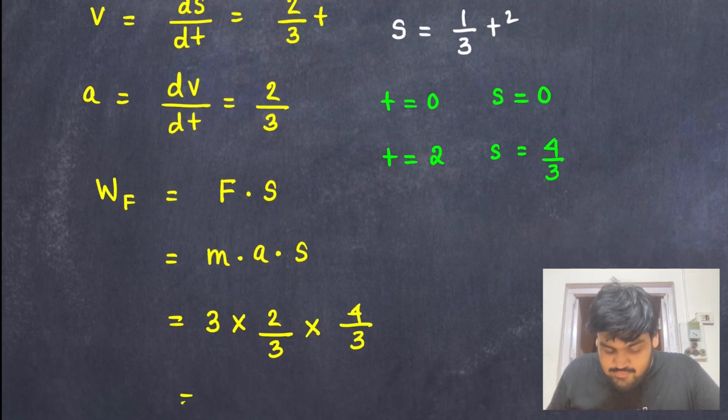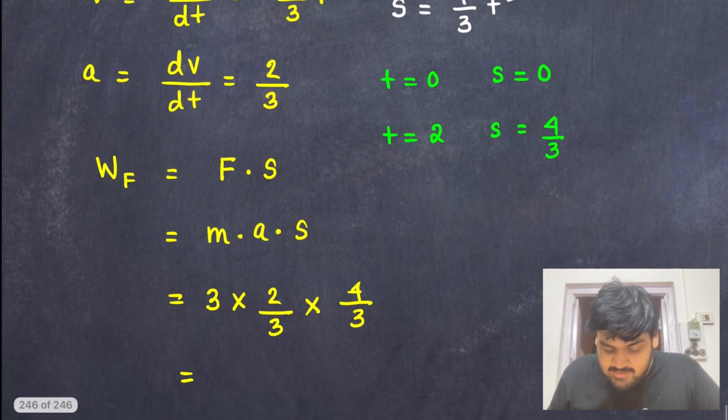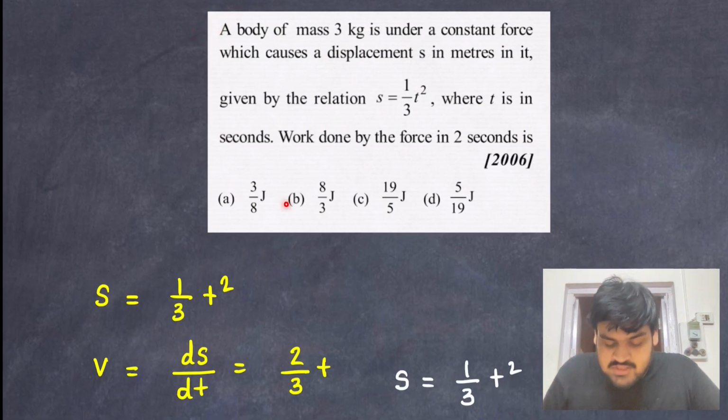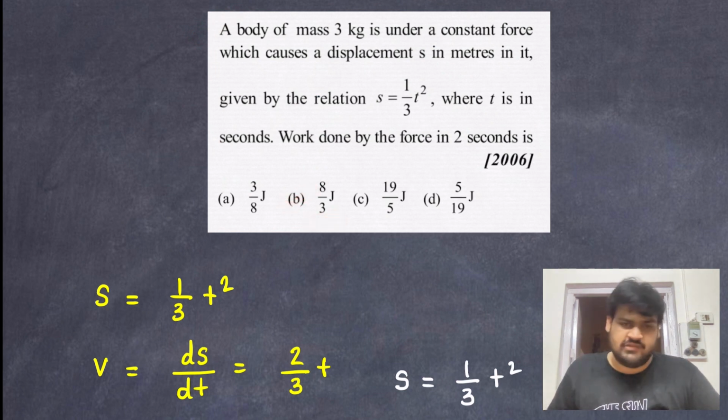So if you just solve this, the work done by the force comes out to be 8 by 3. So the correct option to this question will be option number 2, 8 by 3 joules. So it's an easy question. You can easily tackle these kinds of questions.